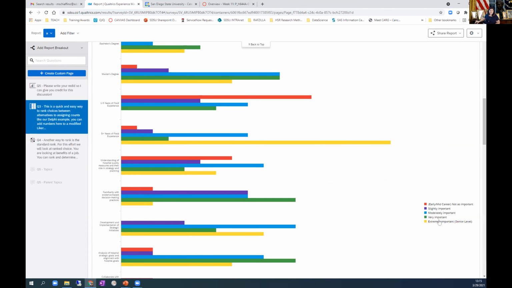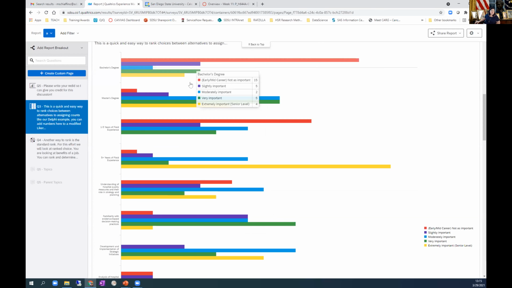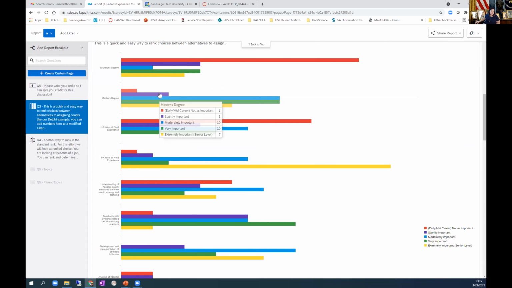So the cool thing about this is then you can use this type of approach to see what people valued most. So at an early career level, this is where a bachelor's degree was really important, right? At a master's degree, where was it really important? Probably as you got later on in your career.